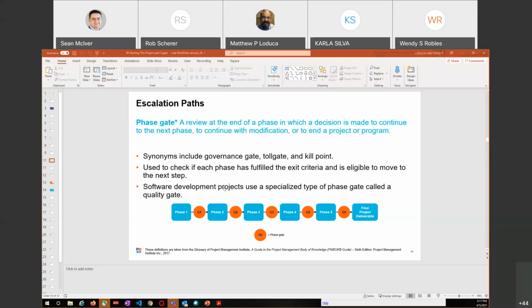So any questions about this? Questions? Matt, yes. How would phase gates work in an Agile project? I'm sorry? How would phase gates work in an Agile cycle?